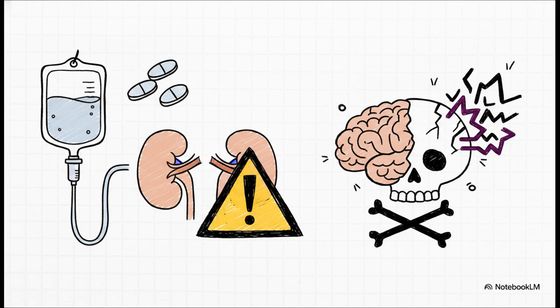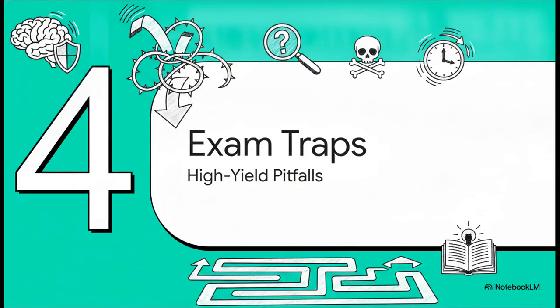Finally, eflornithine is an excellent drug for Gambian-C, but it is completely contraindicated for rhodesiense because, well, it just isn't effective against it at all. Okay, time to bring it all together. Section 4, high-yield exam traps. Let's make sure you don't fall for these classic multiple-choice pitfalls.